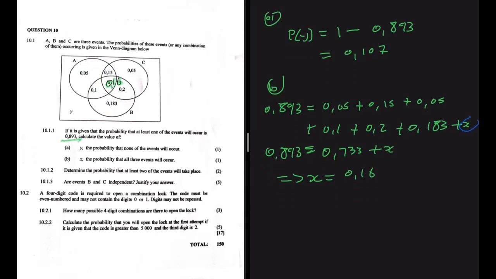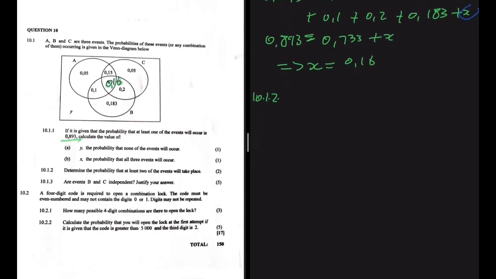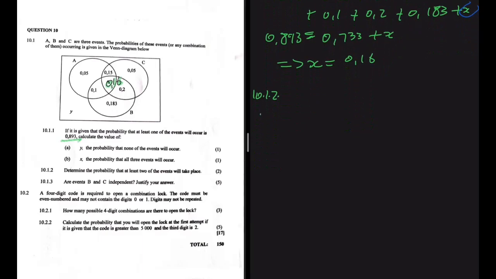And then let's do 10.1.2, which is saying let's determine the probability that at least two of the events will take place. So we need a formula for that. The probability that at least two events of A, B, and C occur.